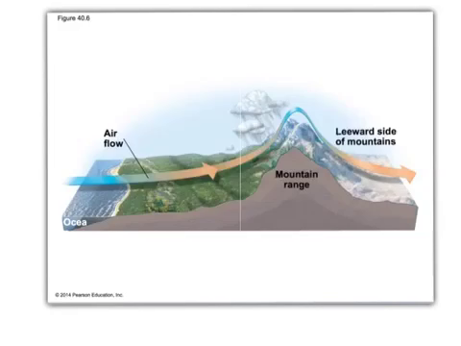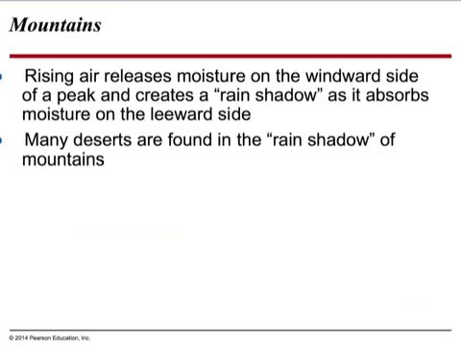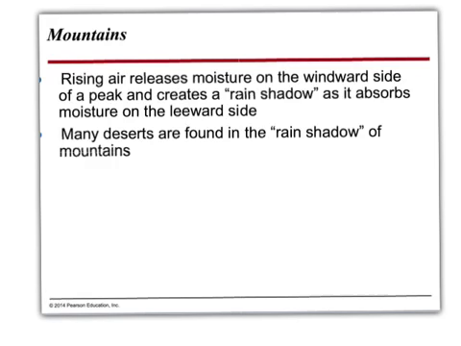What's happening on the other side, what we call the leeward side? How much moisture is there? Less, right? Because the air mass now can drop down and all the moisture has been released from the air. The leeward side ends up having little to no precipitation. So the rising air releases moisture on the windward side and creates a rain shadow on the leeward side. Many deserts are found in the rain shadow of mountains.